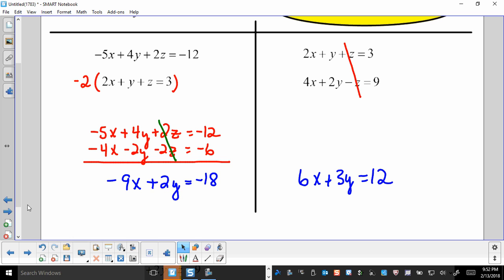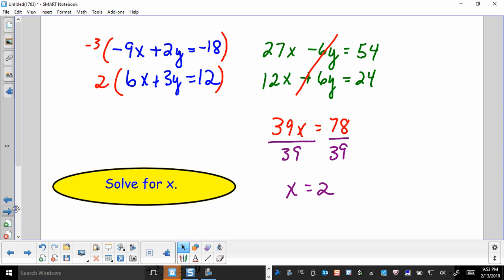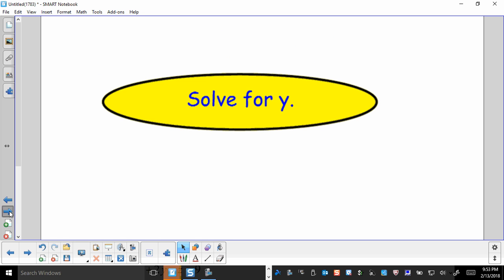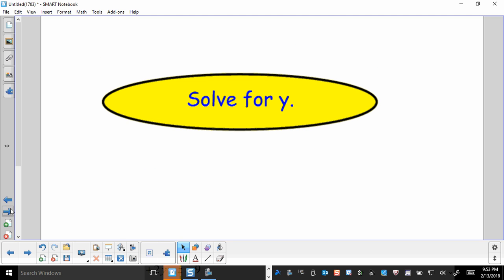So now that we've eliminated the variable z, we are left with 2 equations. And those 2 equations are going to form the new system that we're going to solve. So we're going to solve for x by eliminating y. So go ahead and do that. So go ahead and solve for y. Solve for y.